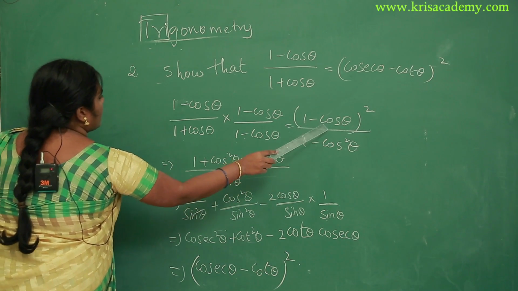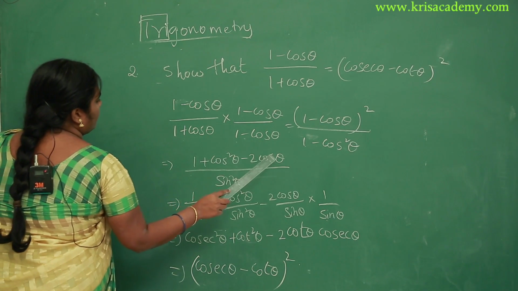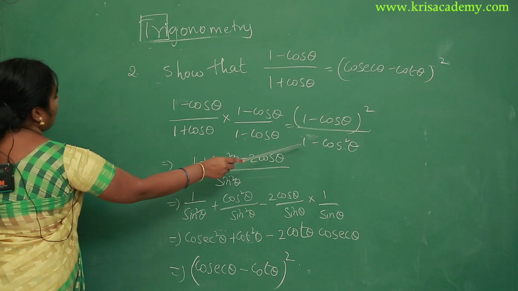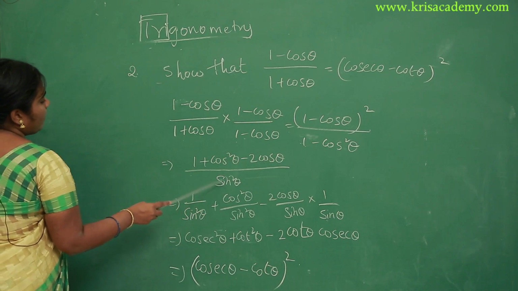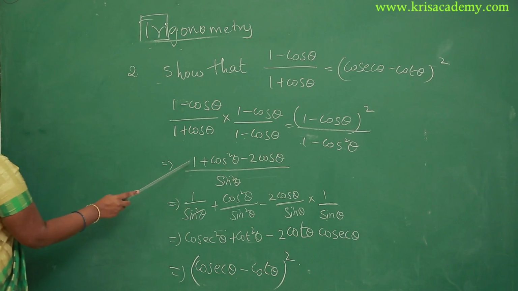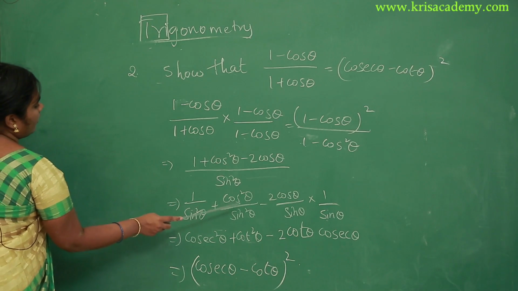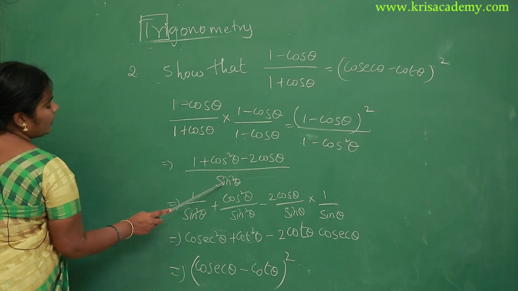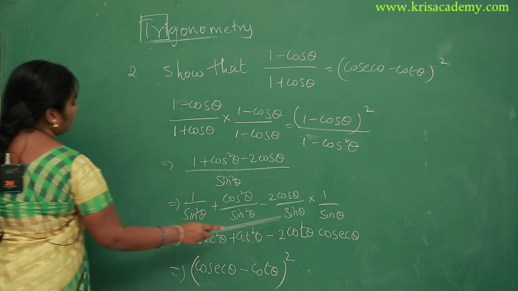Here split the numerator (a minus b) whole square: a square plus b square minus 2ab. So 1 plus cos square theta minus 2 cos theta. Denominator, by the trigonometric identity, 1 minus cos square theta is sin square theta. Now in the numerator we have 3 terms, so split the denominator for all the 3 terms. First is 1 by sin square theta plus cos square theta by sin square theta minus 2 cos theta by sin square theta; we have sin 2 times. So 1 time you write here, one more is 1 by sin theta.